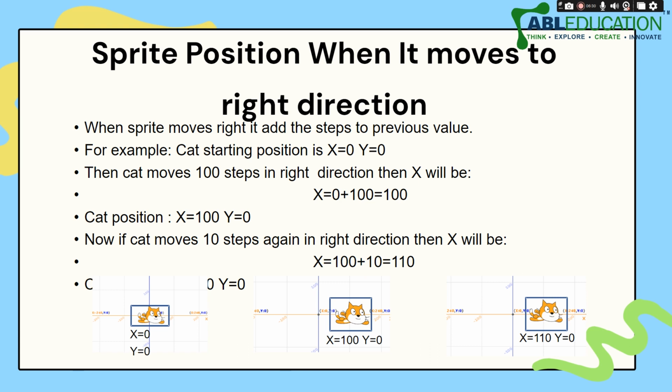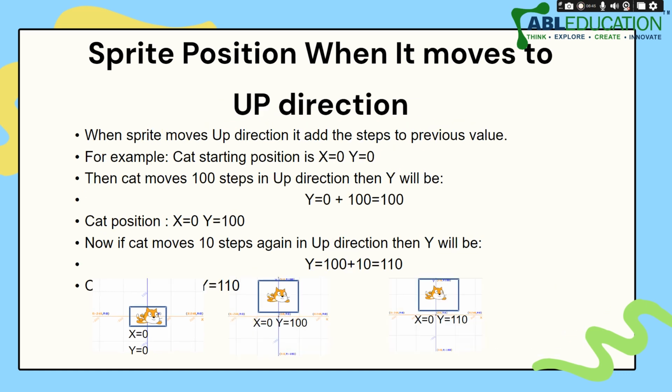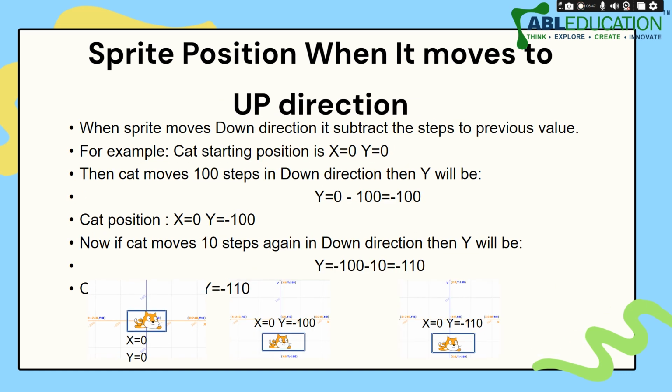Suppose your sprite, your cat, is at a starting position of 0, x is 0 and y is 0. Then you move it in the right direction. So now x is 100. Okay. So I have already explained this exercise to you. So I think this should be sufficiently clear to you.